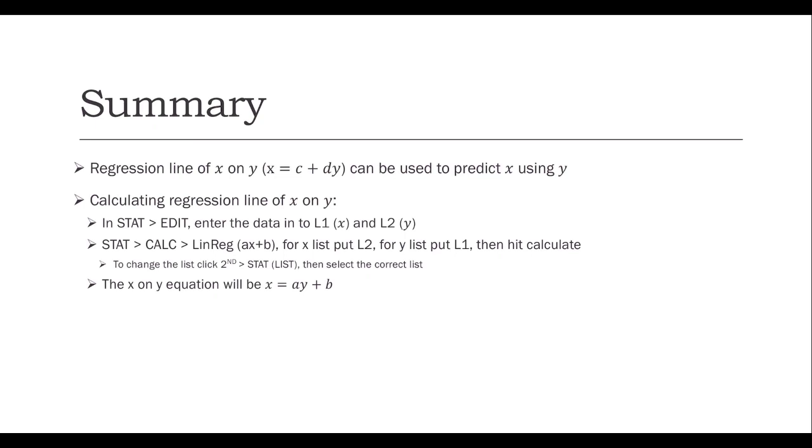So in summary, the regression line of x on y is x equals c plus dy and can be used to predict x using y. To calculate the regression line of x on y, you hit stat edit and enter the data. Then you hit stat calc linear regression and put x in for L2 and y for L1, and then hit calculate, and your x on y equation will be x equals that a value times y plus b.